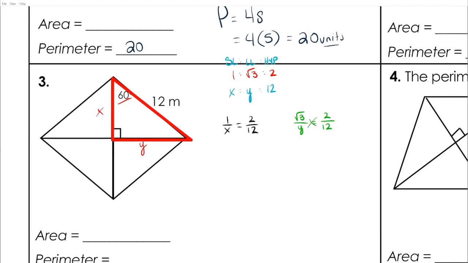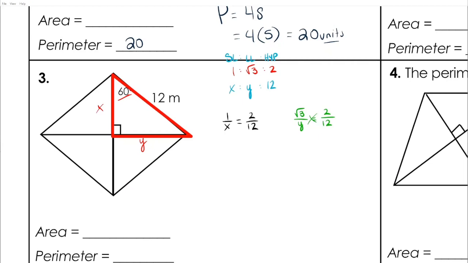I'm going to solve both of them because I need x and I need y. If you solve x and then try to use that to find y, it opens you up to a mistake. But if we always use the one we have, whether it's a short leg relationship, long leg relationship, hypotenuse relationship, less likely to make that error. So we get 2y is equal to 12 root 3.